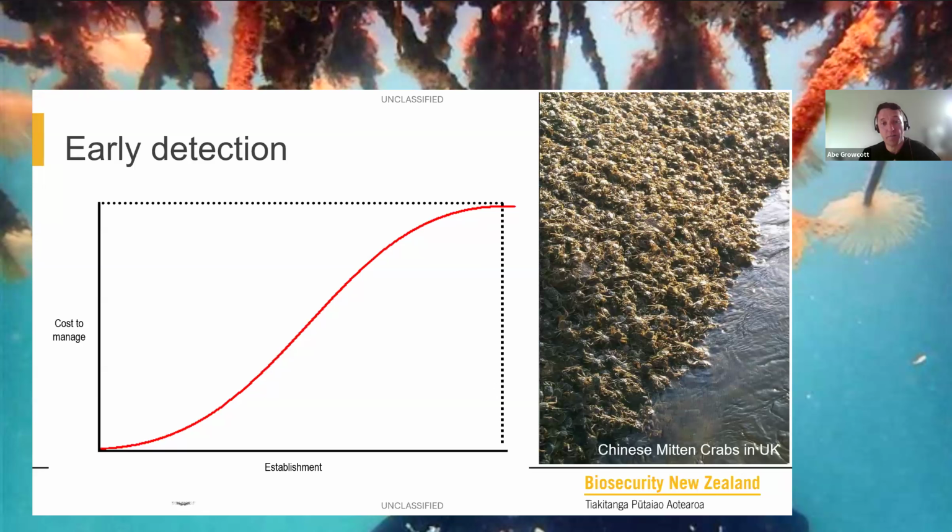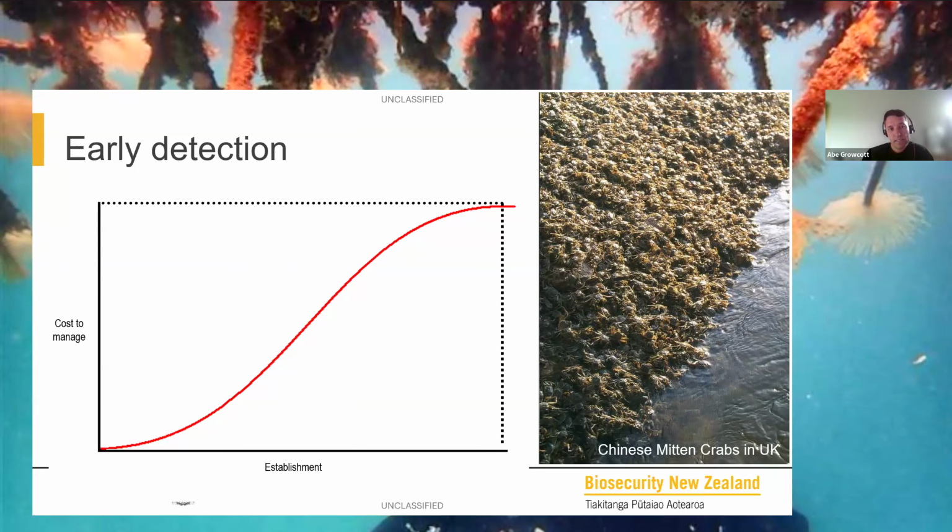This is the picture here of the Chinese mitten crab, which has invaded the UK. You can see that is all Chinese mitten crabs. They're really little, so you can see the densities they can get up to, which are pretty high.